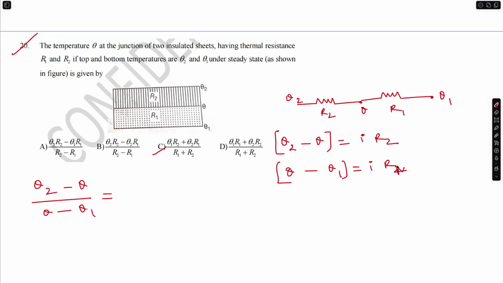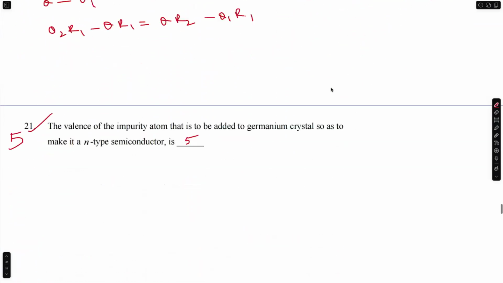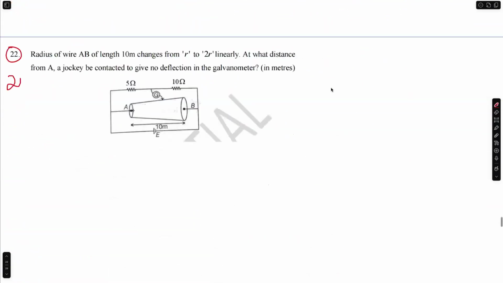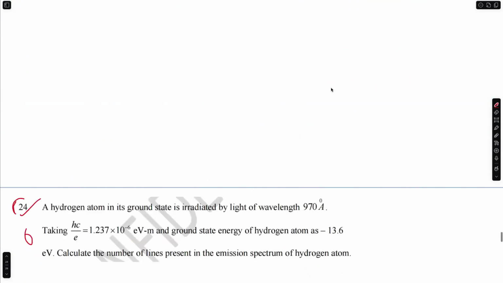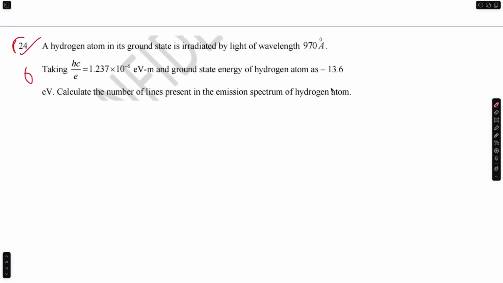R2 R1. So theta 2 R1 minus theta R1 is theta R2 minus theta 1 R1. Correct. Next, 51 done. Only tick marks I will check first. Thereafter, I will enter into the rest of the areas.